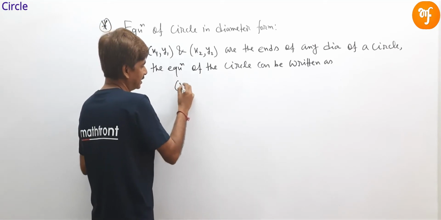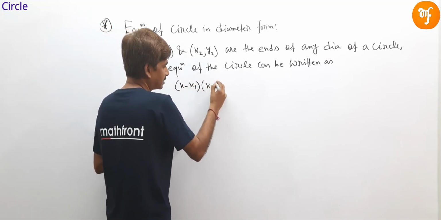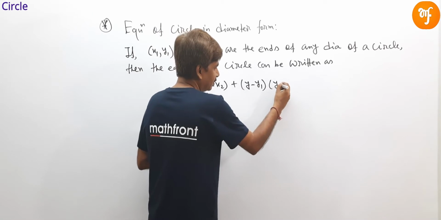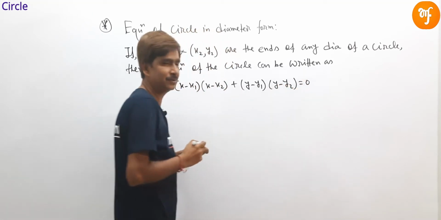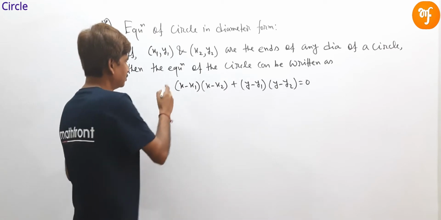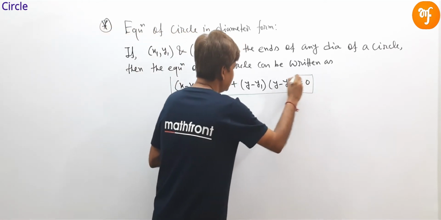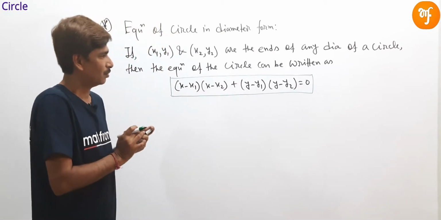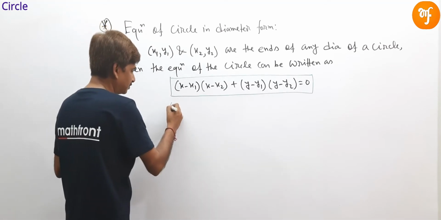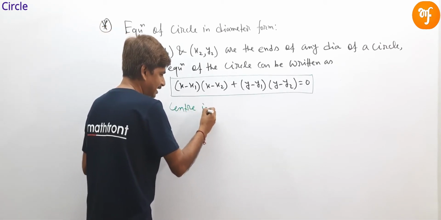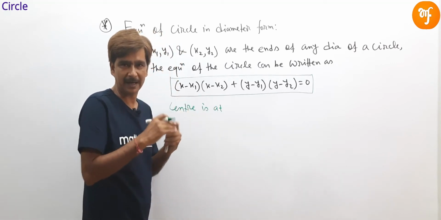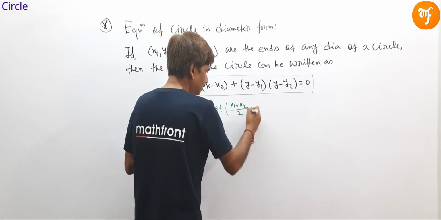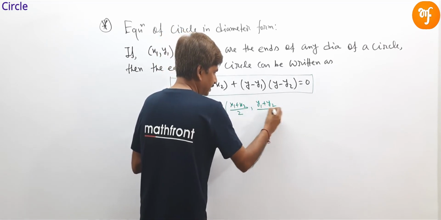So it is written as x minus x1 into x minus x2 plus y minus y1 into y minus y2 is equal to 0. This is the equation of the circle whose diameter has ends x1, y1 and x2, y2. Got it? So what is the center of this circle? The center is just the midpoint of the ends of the diameter, so it becomes x1 plus x2 divided by 2, comma, y1 plus y2 divided by 2.